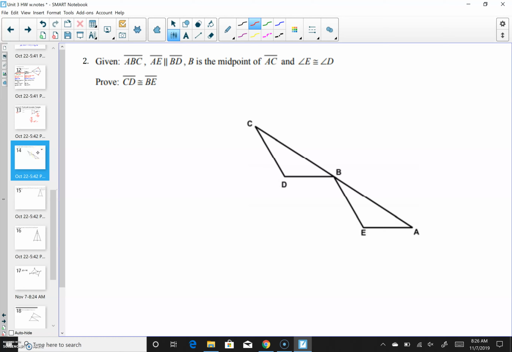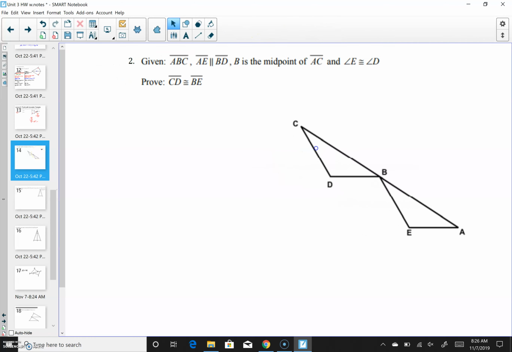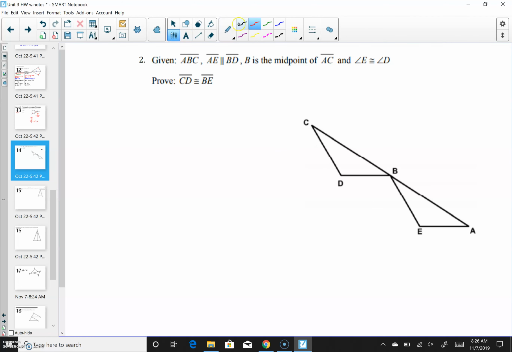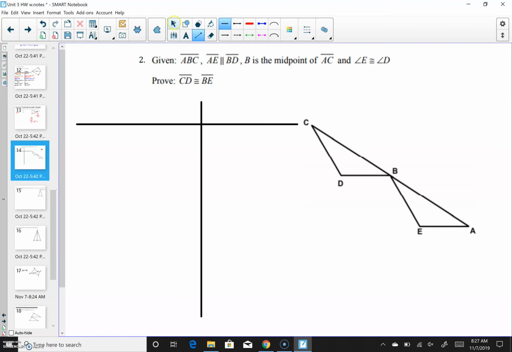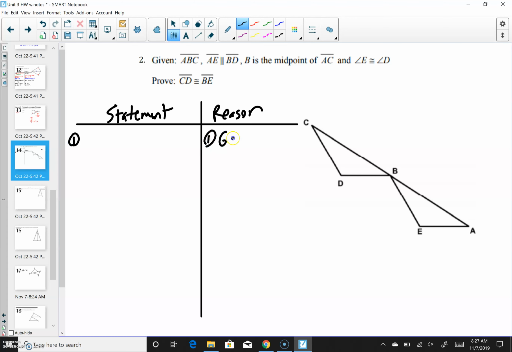Now we're going to do one of our proofs with isosceles triangles. It gives us a couple of different things here. It says ABC is drawn. It gives us that AE is parallel to BD, B is the midpoint, and that angle E is congruent to angle D. So let's get everything down and then we'll start to work with each of our individual pieces. We'll take a second to put down all of our givens, and I'll try to color coordinate it as best I can.